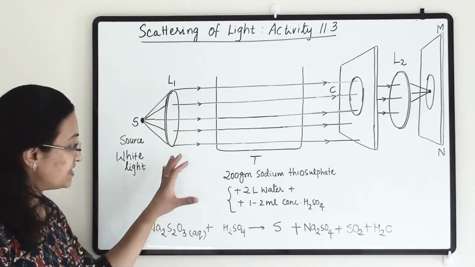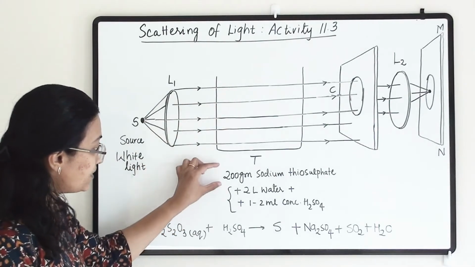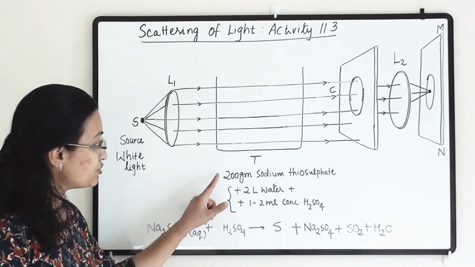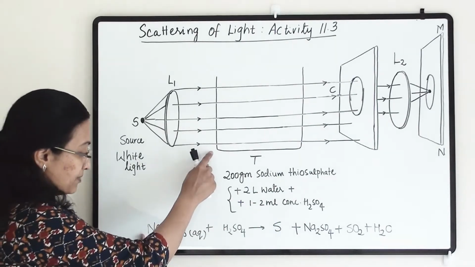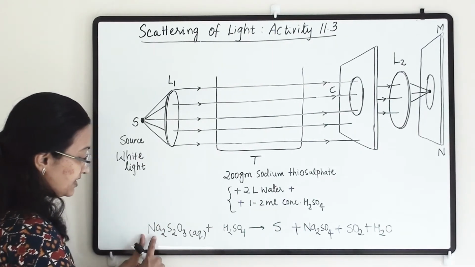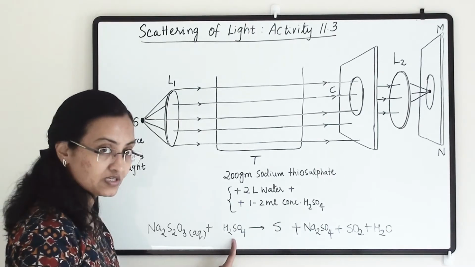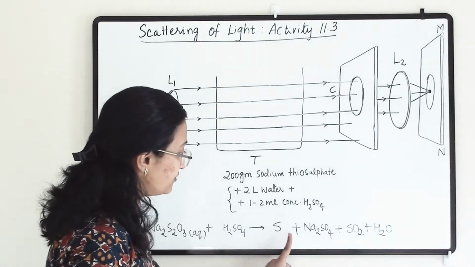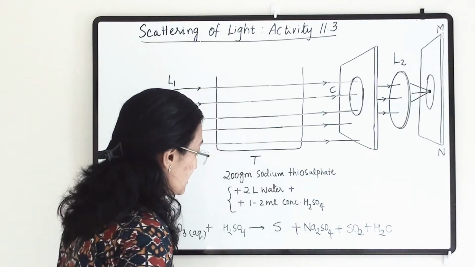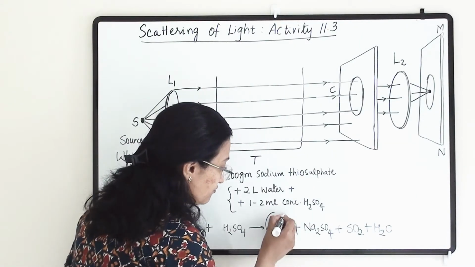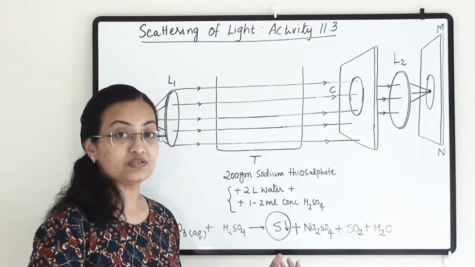So in this activity, these two things we are taking into the tank, and once this setup is ready we are going to add sodium thiosulphate. So this reaction is going to happen over here, that sodium thiosulphate, that is Na2S2O3, will react with sulfuric acid and we will get sulfur, sodium sulfate, sulfur dioxide and water. Here what is important for us is sulfur. So sulfur will come out as a precipitate.